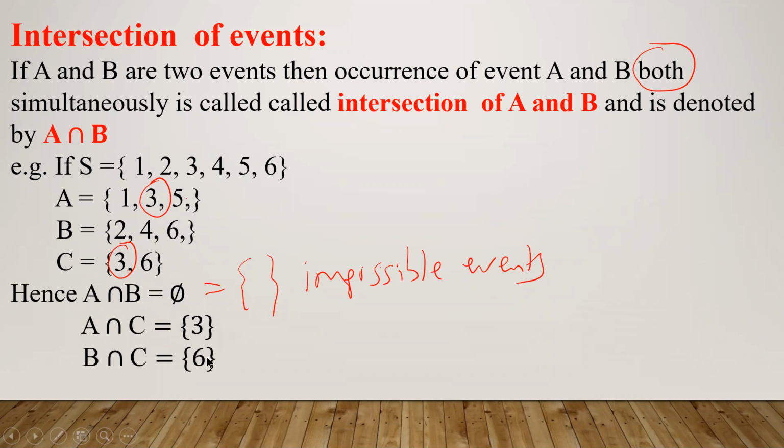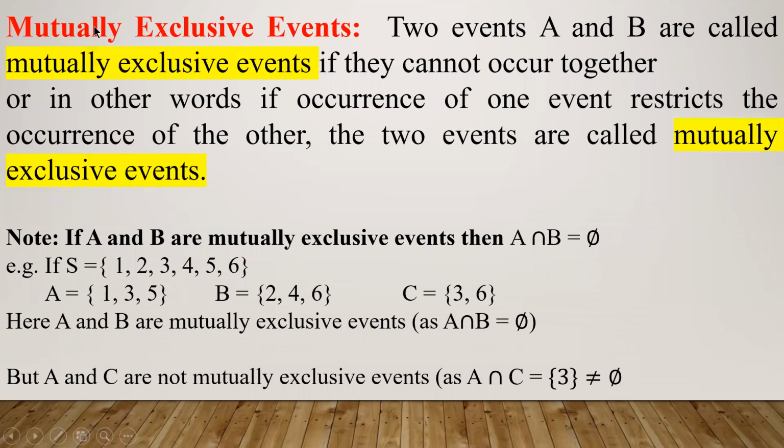Then we have defined mutually exclusive events. Two events are called mutually exclusive if they cannot occur together. That means if one occurs, the other one will not occur. So the occurrence of one will restrict the occurrence of the other. Or in the language of mathematics, if two events are mutually exclusive, then they have no sample points in common.